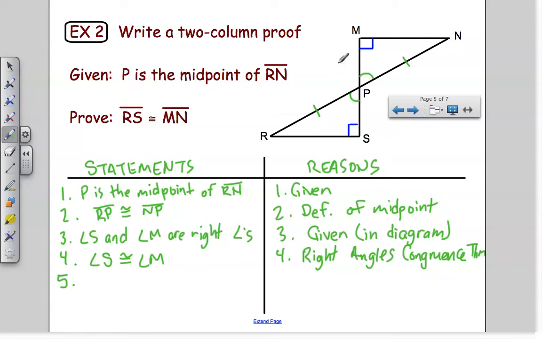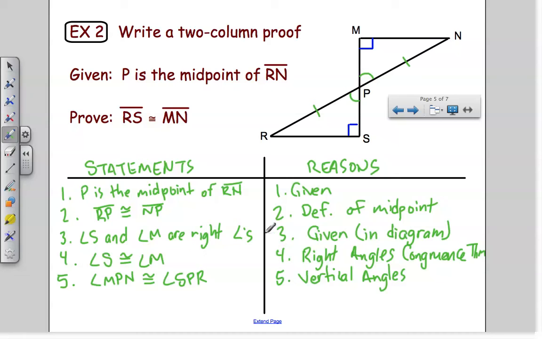So in my next step, I'm going to list these. Angle MPN, I have to use 3 letters there, I can't just say angle P, is congruent to angle SPR. Reason why? Because those are what types of angles? They are vertical angles. And technically it's, again, vertical angles congruence theorem, like right angles congruence theorem, but I'm fine just saying vertical angles. We know vertical angles are congruent.